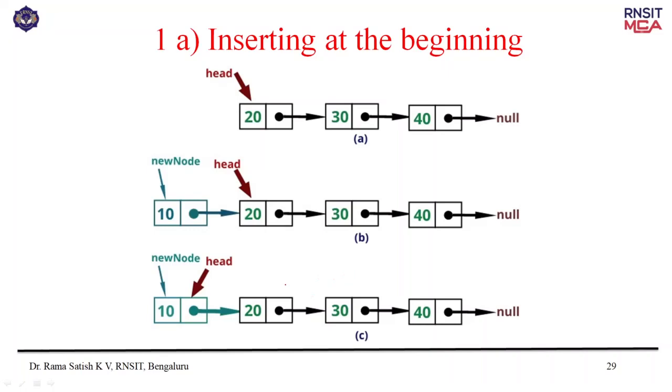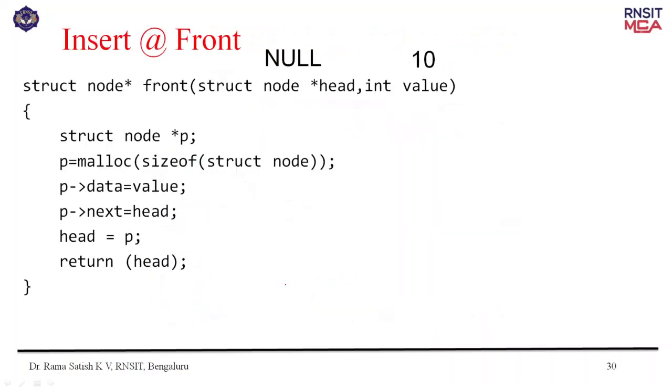Okay, so inserting a node in the front. The function front is a user defined function that we are going to write in our program. What we are trying to do here is, we will get the head node, and we will get the data that is to be inserted in a new node, and that new node has to be joined to the existing linked list.